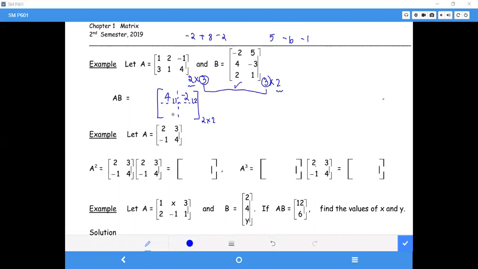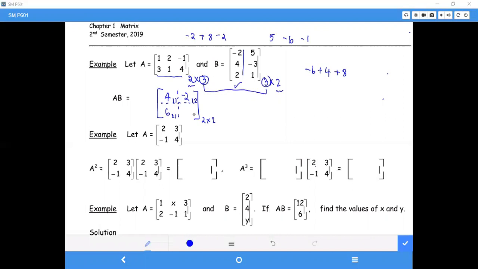So the third one is row 2, column 1. Multiply row 2 with column number 1. So you go, 3 times -2 is -6, 1 times 4 is 4, 4 times 2 is 8. Add them: -6 plus 4 plus 8 is 6.